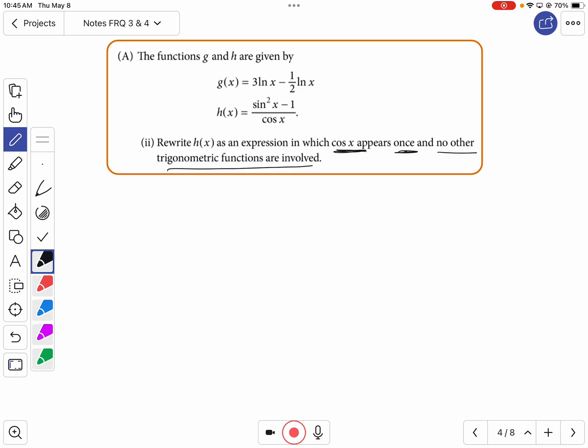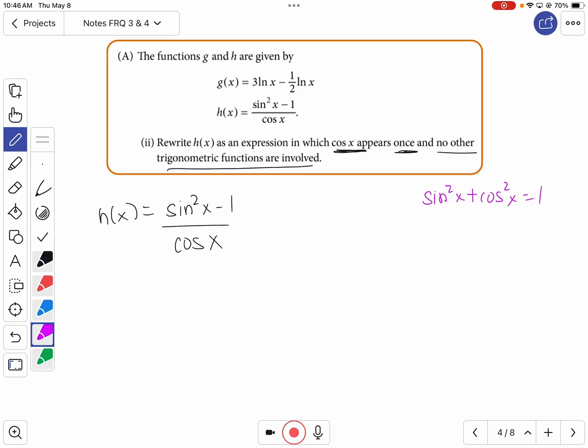All right, they want you to leave it with a cosine. So let's look. h of x is equal to sine squared of x minus 1 over cosine. Well, if there's a cosine in the bottom, I'm leaving that because they want a cosine. Think for a second, what could we possibly do with that sine squared x minus 1? What does it look similar to? Yep, it looks similar to our Pythagorean identity, right? Sine squared plus cosine squared is equal to 1.